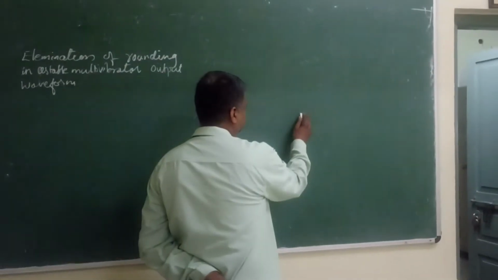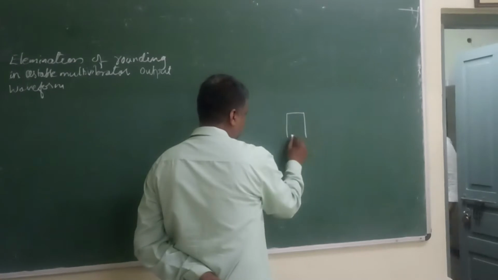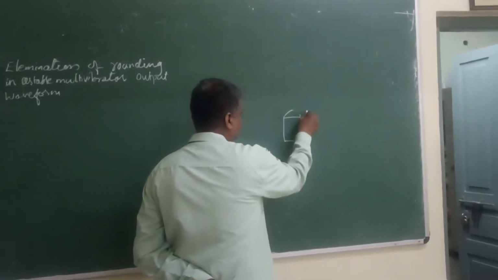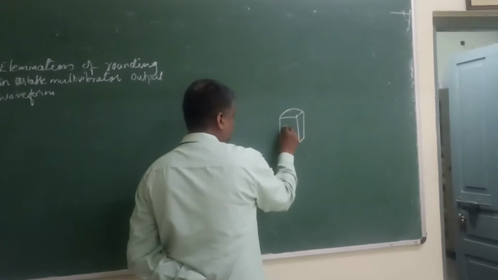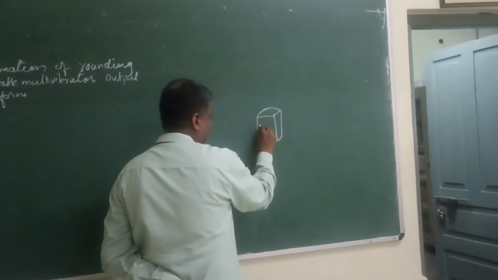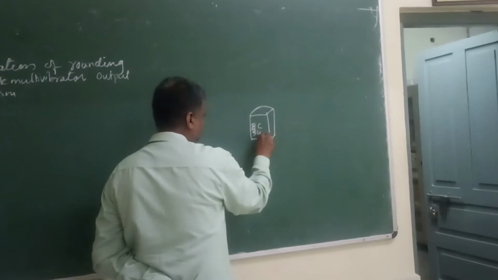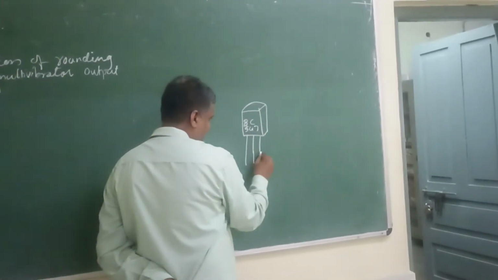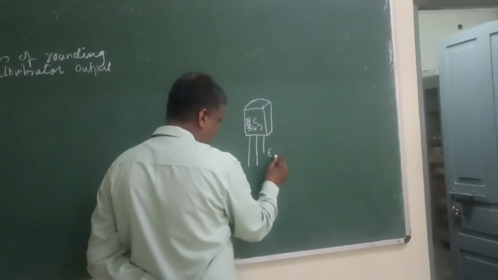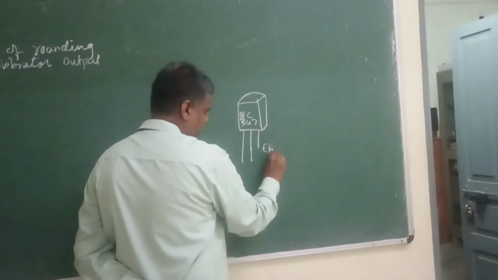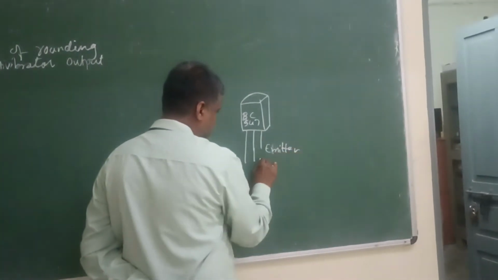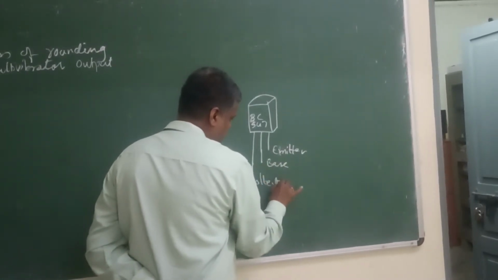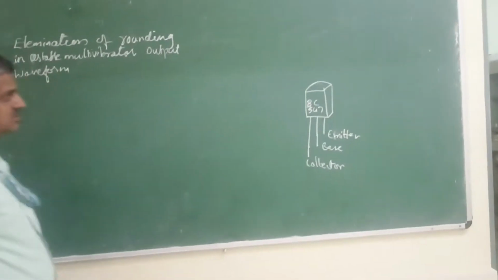In the last class, I was talking about the experiment, but now I will give the configuration of this transistor BC547. It is somewhat like this. The number is printed like BC547, and you can see three terminals here. One is emitter, as I was explaining in the last class. This is base, and the third one is collector.